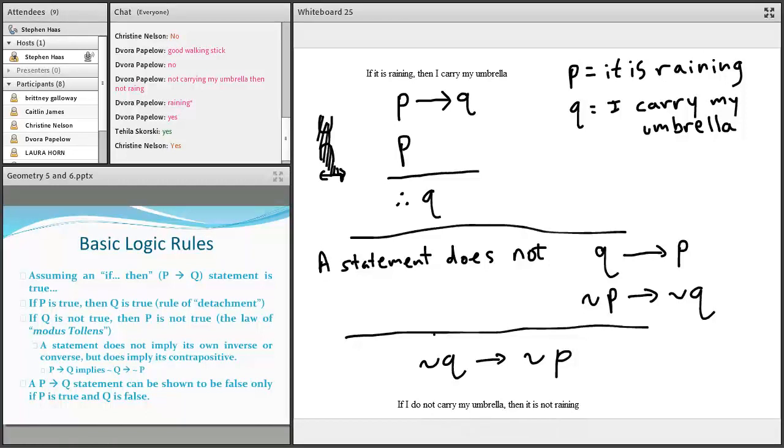So a statement does not imply its inverse, which are both nots. It does not imply its converse, which just flips it around. It does, however, imply its contrapositive. It does, however, imply that if the second element, the thing upon which the statement is conditional, is not true, then the original statement must also not be true. Okay, those are some general, basic logical rules.